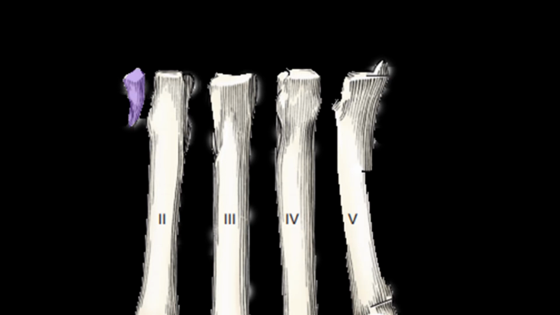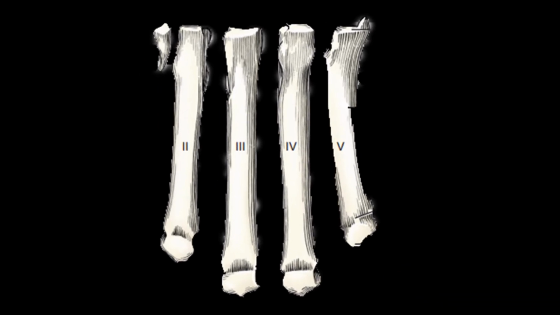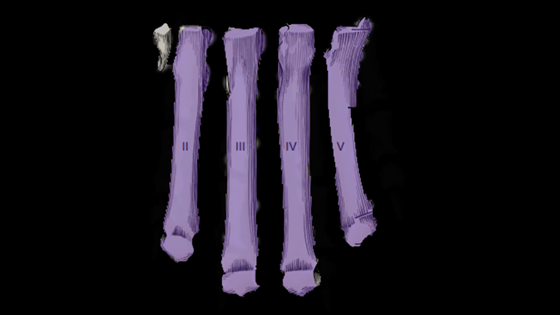It provides the place for the insertion of the cranial tibial muscle. In some cases, it fuses with the first tarsal bone. Other metatarsal bones are longer than the corresponding metacarpals. If you look, the proximal ends are elongated, while in other aspects they resemble the metacarpal bones. That's all about the metatarsal bones.